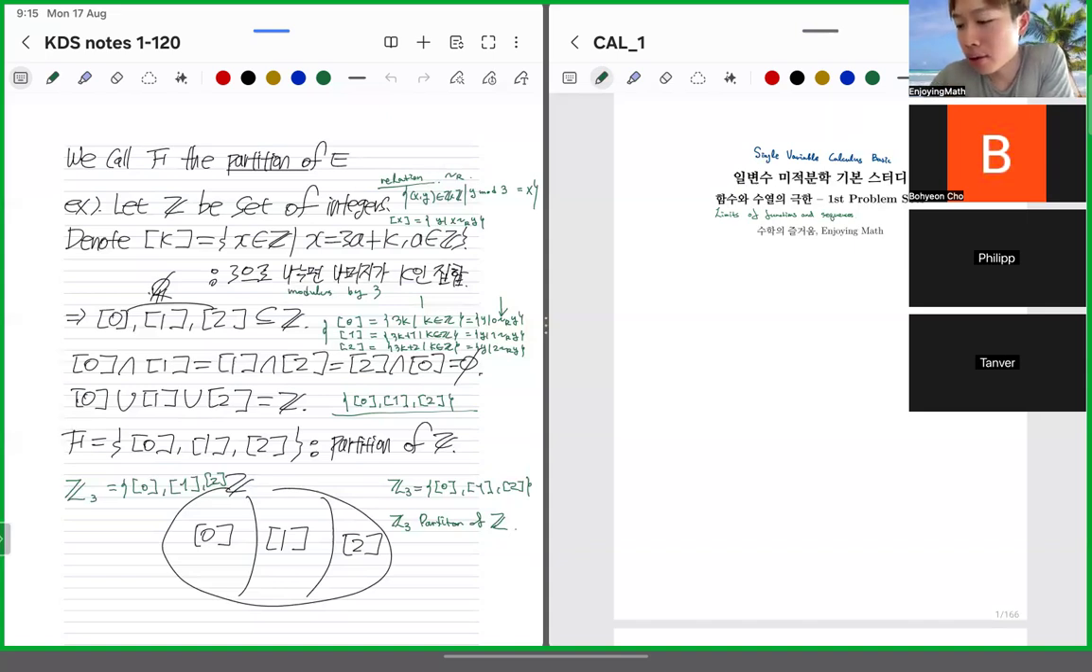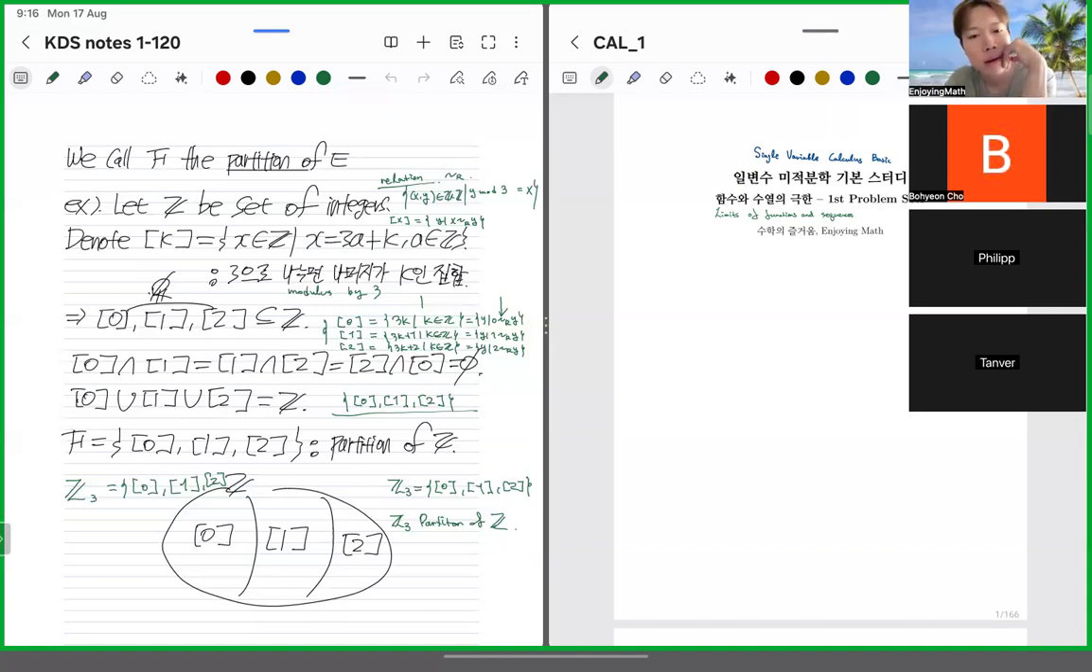I'm sorry, Philip, could you mute your mic when you are not speaking? I think there's some noise coming from your mic when you are not speaking, and it's better for communicating. When you speak, you can just unmute your mic. We'll do that.